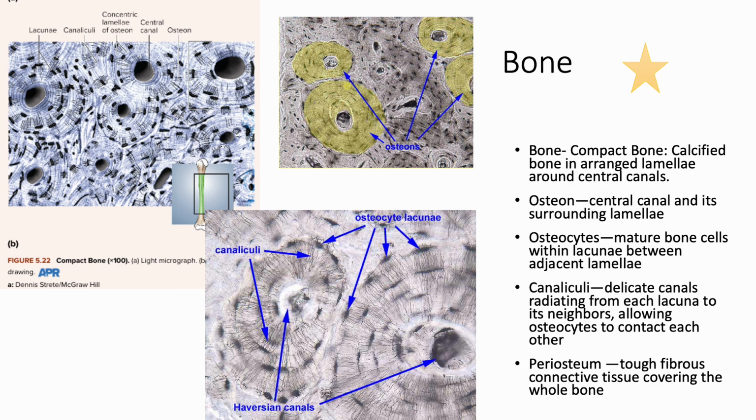Next we have bone, also a type of connective tissue. Bone, specifically compact bone, is calcified bone arranged in layers. Those layers we call lamellae, and these lamellae are arranged around a central canal. A central canal, which I'm encircling here, and its surrounding lamellae, we call an osteon. So bone is made up of osteons. This is an osteon, this is an osteon, that is an osteon: a central canal and its lamellae.